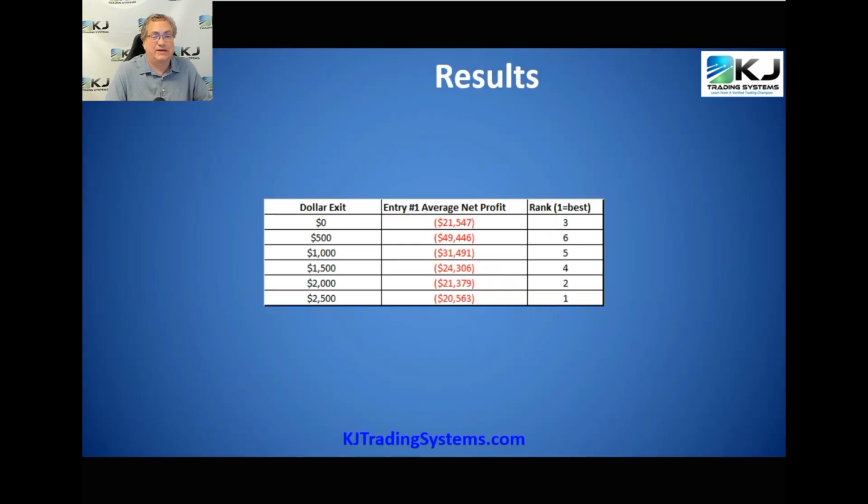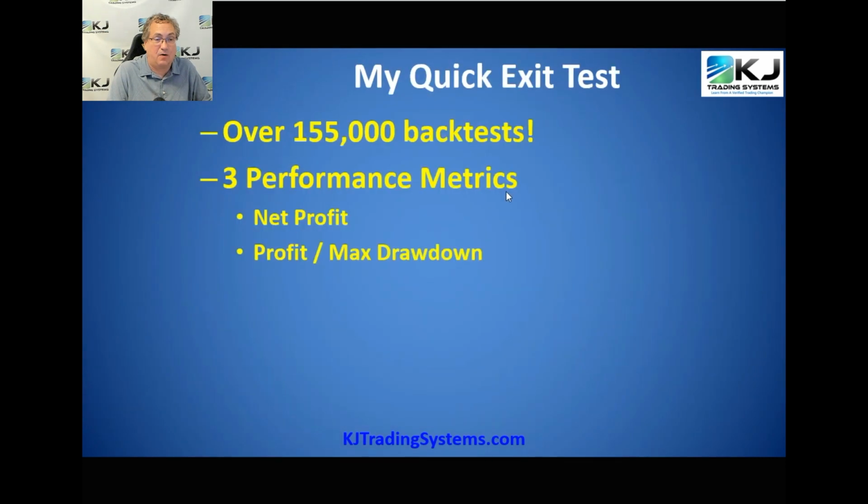All right, so let's look at the results. The column on the left shows different dollar exits from 0 to 2,500. I should mention that the $0 exit is not really a dollar amount. It means that there is no exit. Okay, if you go back, let's back up to the code.